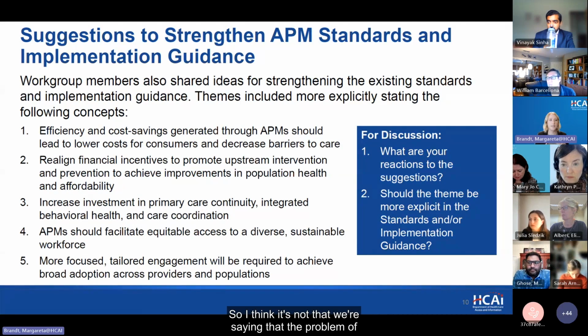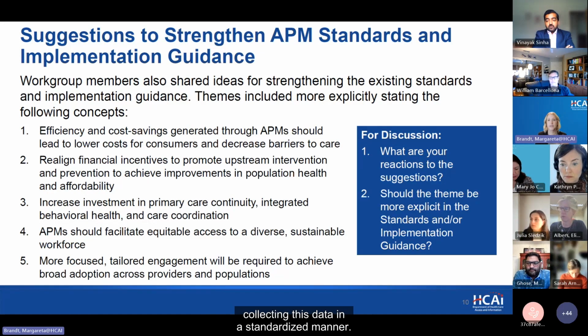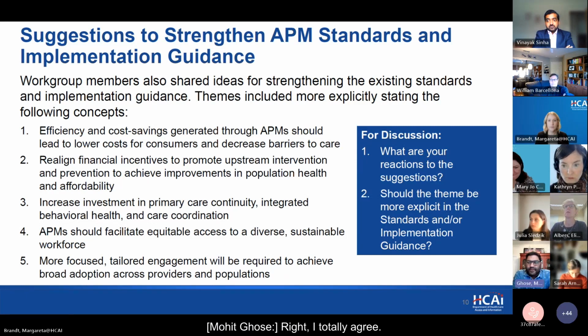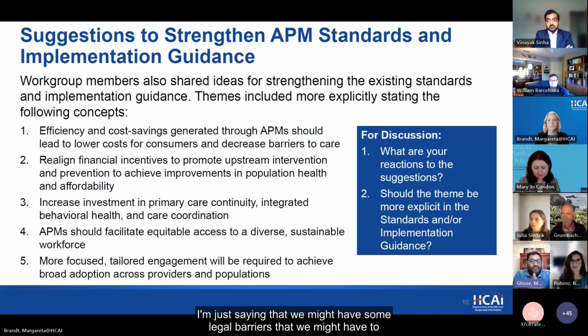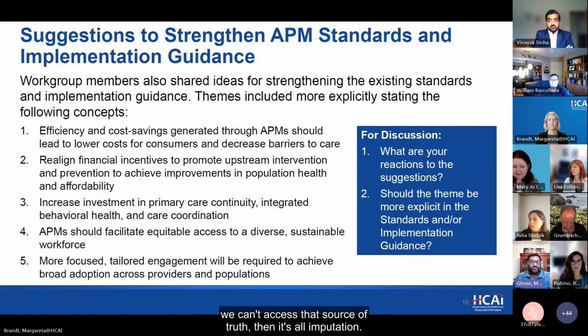So I think it's not that we're saying that the problem of data collection has already been solved. It's that we need to work collectively to enhance the way that we're collecting this data in a standardized manner. Right, I totally agree. I'm just saying that we might have some legal barriers that we might have to address, given the current federal and state laws, in terms of whether employers can share EEOC related information for purposes other than employment. But it's something we have to consider, because if that's the source of truth and we can't access that source of truth, then it's all imputation.